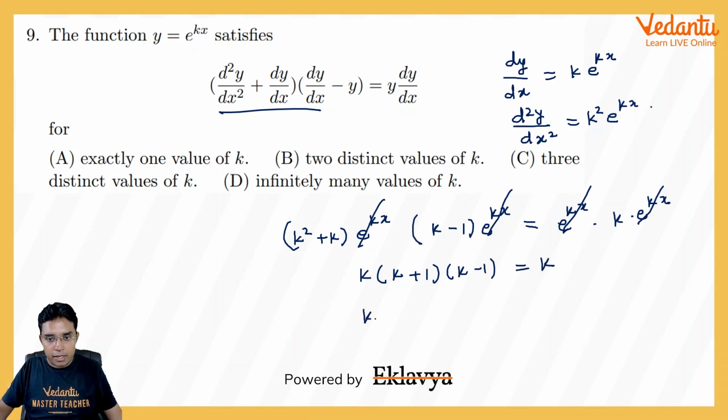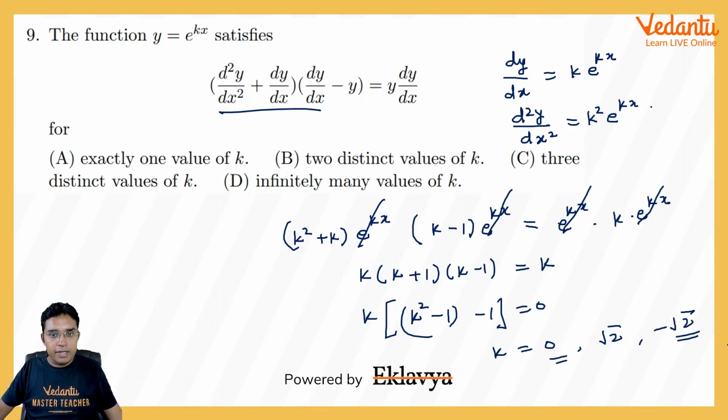You can take k common and write this as k square minus 1 is equal to 0, which gives us either k will be 0, or k will be root 2, or it will be minus root 2. Okay, so I think there will be 3 values. Even this 0 is also satisfying.